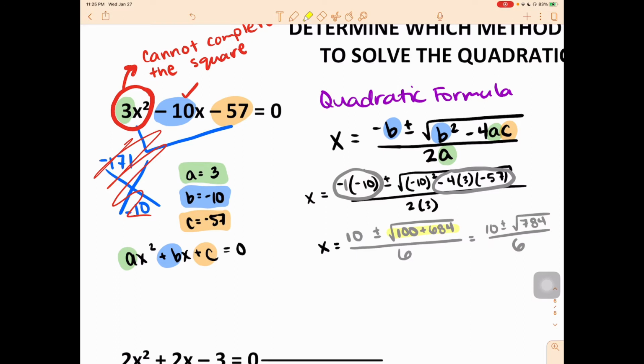So now we have to see, okay, is this a perfect square? All right, sorry about that. I lost my video. I accidentally closed my iPad screen for some reason. Okay, so we have to figure out if 784 is a perfect square.